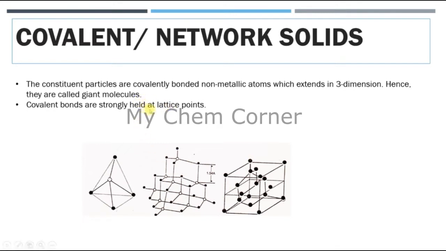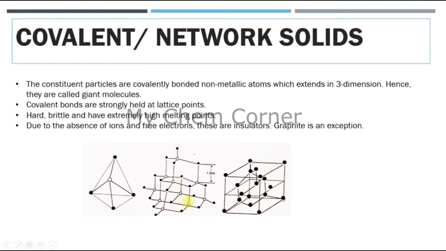Covalent bonds are strongly held at lattice points. It's not really easy to break diamond. Why? Because they have very strong covalent bonds. Because of that, they are hard, they are brittle and have an extremely high melting point, higher than ionic solids.